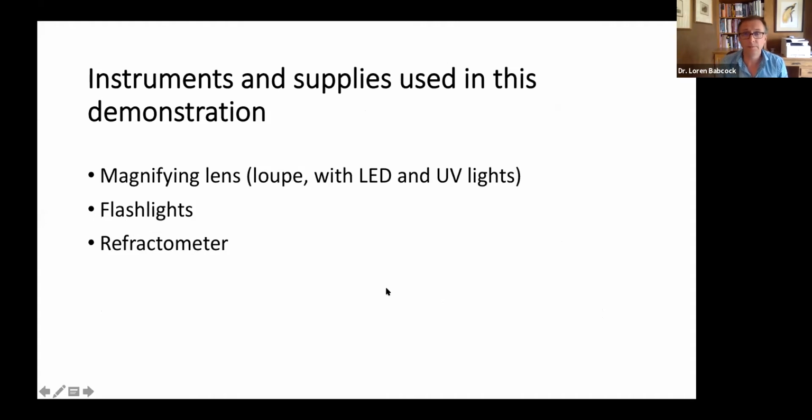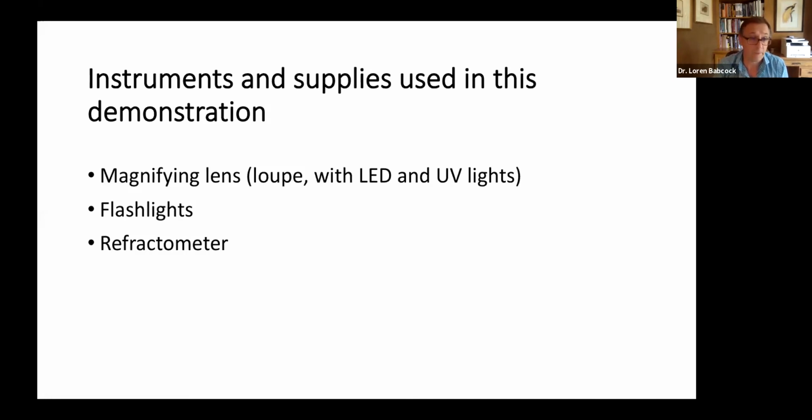And so the instruments that I'll be using in this demonstration are fairly simple ones. I'm going to use a magnifying lens, or actually what I'm technically going to use is a small magnifying lens called a loupe, a jeweler's loupe. Some may know this instrument under the term hand lens. The one I'm using has an attached LED light and also an ultraviolet light source, and that turns out to be very handy. The UV light is extremely important in the identification of certain minerals.